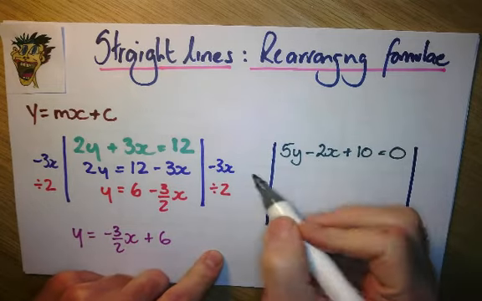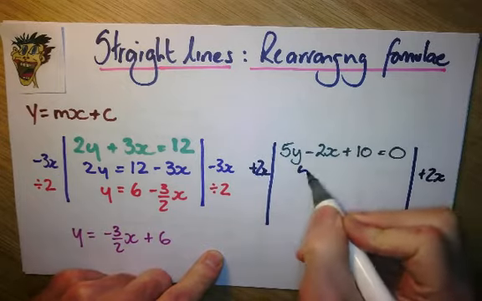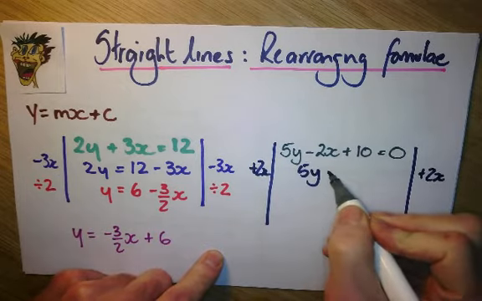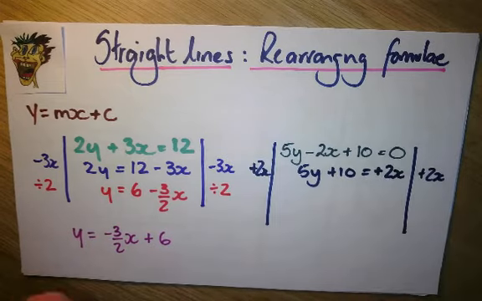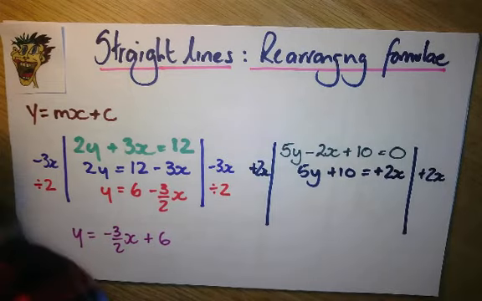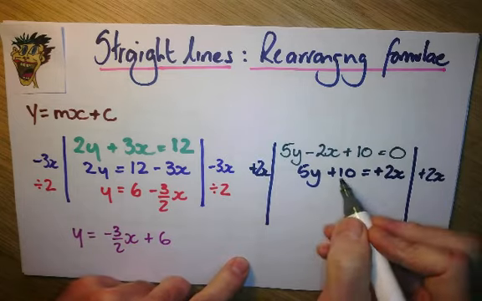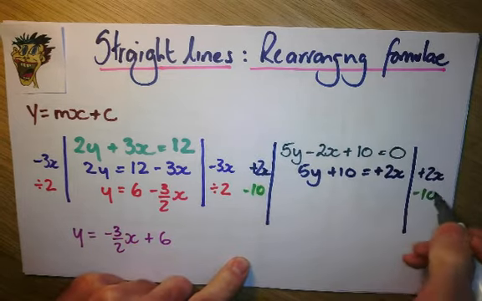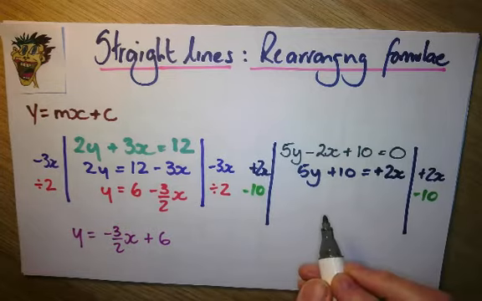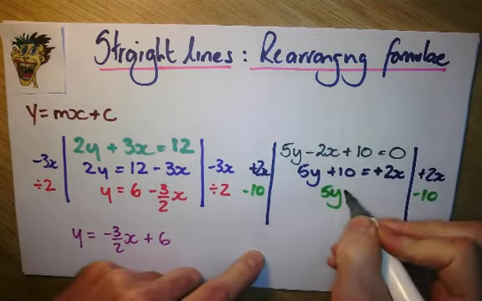Firstly, I want to get rid of the minus 2x. Add it to both sides. Because it's a minus, the opposite is to add it. Now what I want to do is to get rid of the 10. Take it away. Adding and taking away is what you should do first, and then dividing and multiplying afterwards.